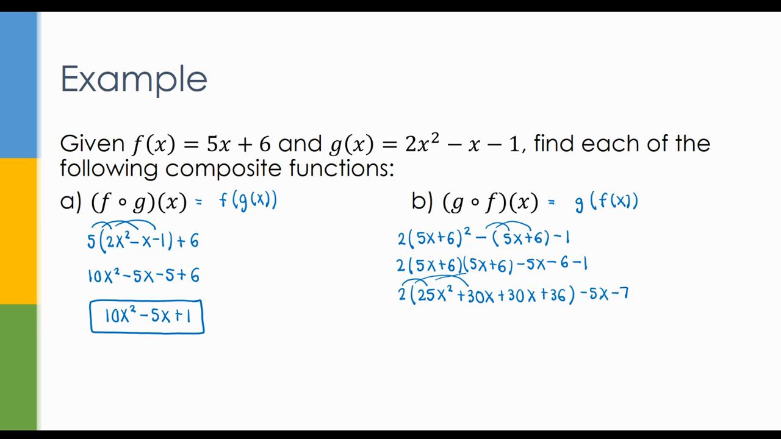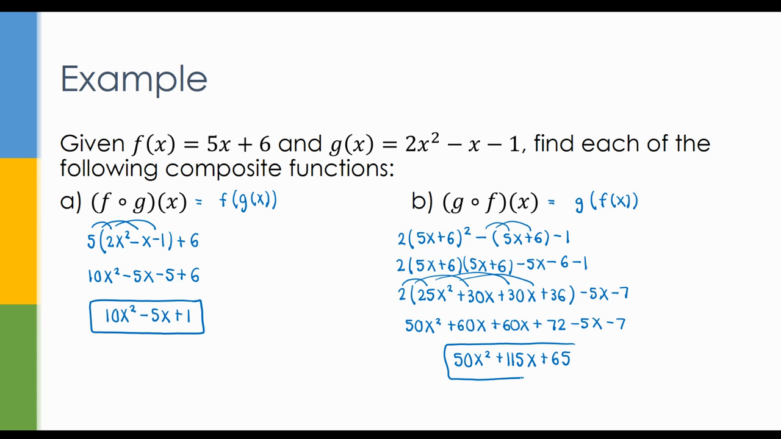I'm going to distribute the 2 to all of those, so we'll have a 50x squared plus 60x plus 60x plus 72 minus 5x minus 7. And now I can just start combining like terms. So the 50x squared will be as it is. I've got 3 x terms. I've got a 60, a 60, and a negative 5. So 60 and 60 is 120. Subtract 5 from it. We'll have a positive 115x. I have a 72 and a negative 7. So when I combine those, I get a positive 65. And there is this composition.